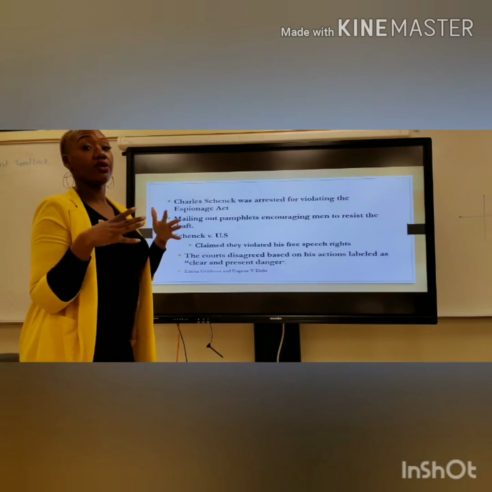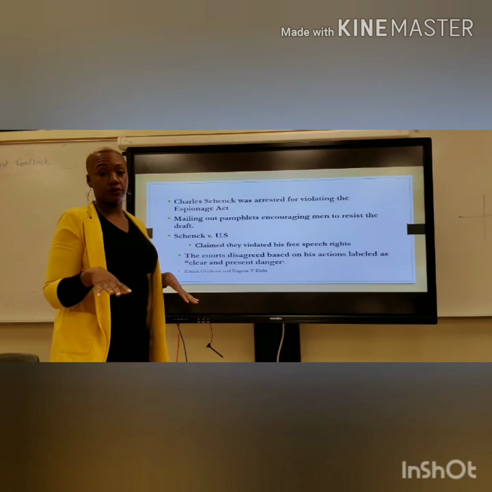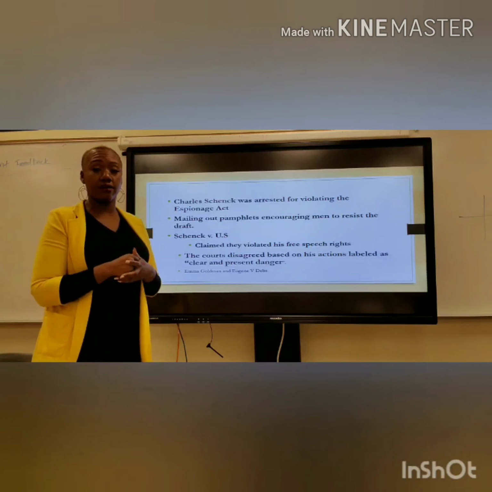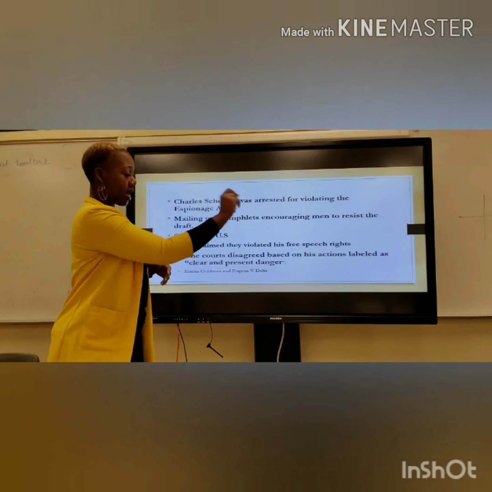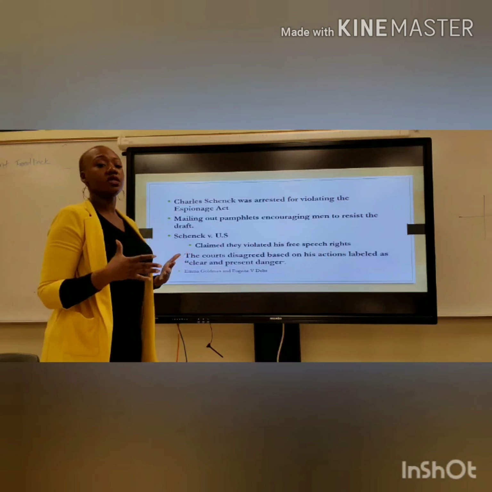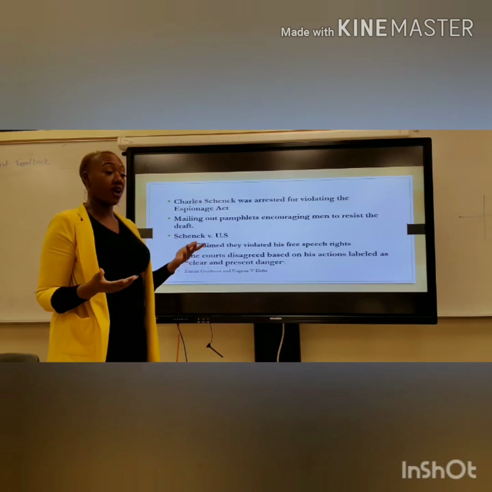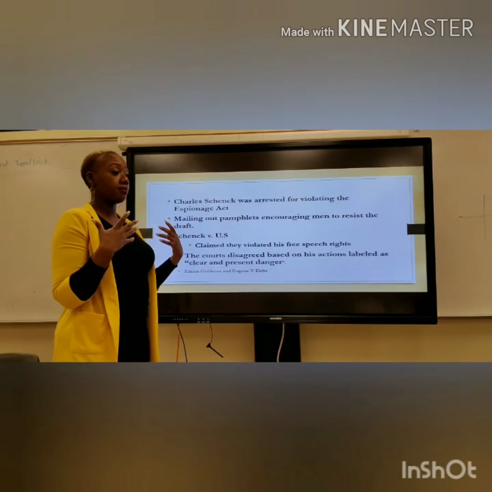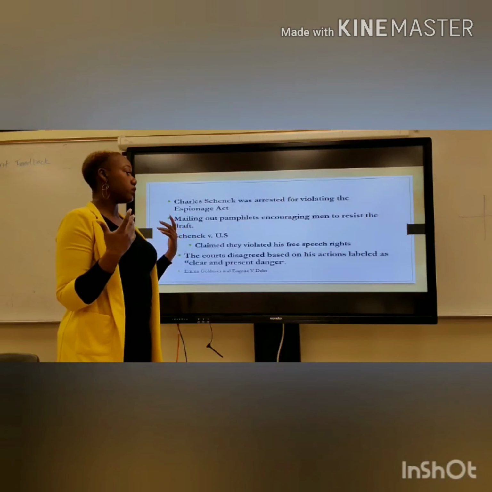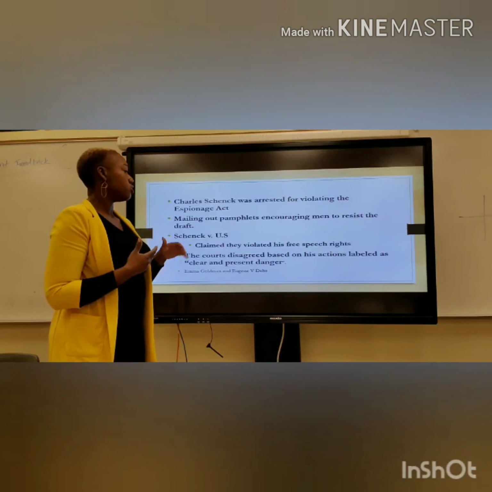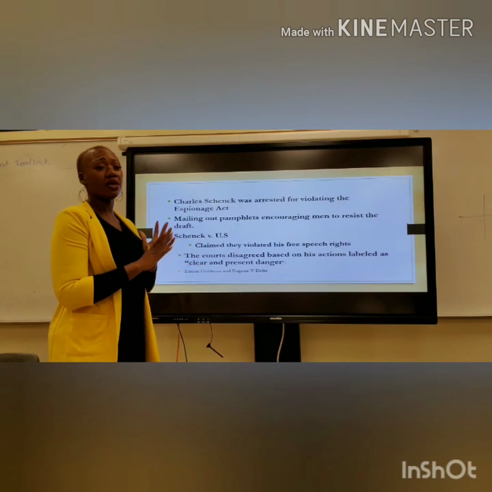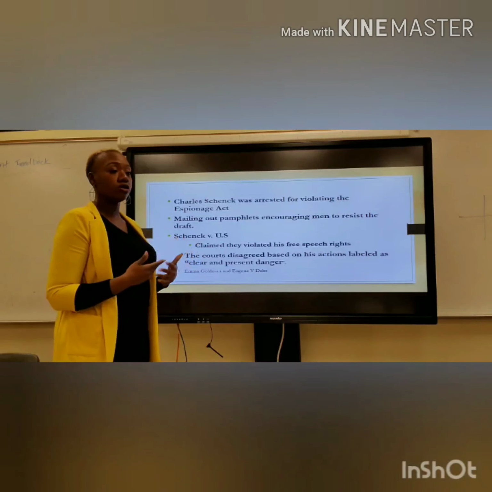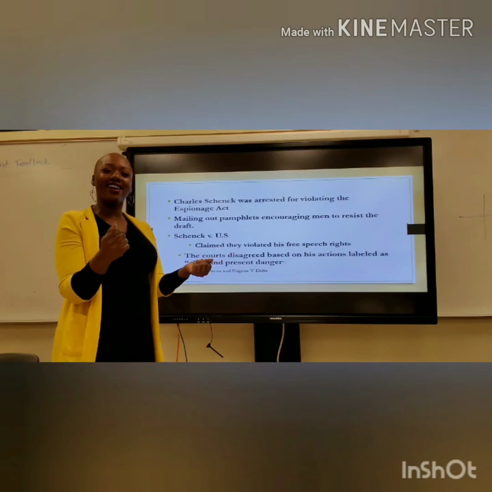Now, they were arresting thousands of people during the war. And one particular person that was arrested goes by the name of Charles Schenck. Okay? What was he arrested for? He was arrested for violating the Espionage Act. He was actually writing articles and encouraging men to resist the draft. And that's a big no-no, because we needed those men to go to Europe in order to win the war.